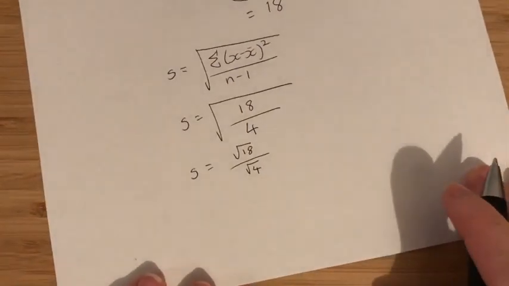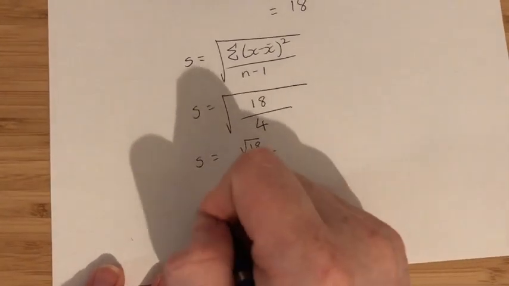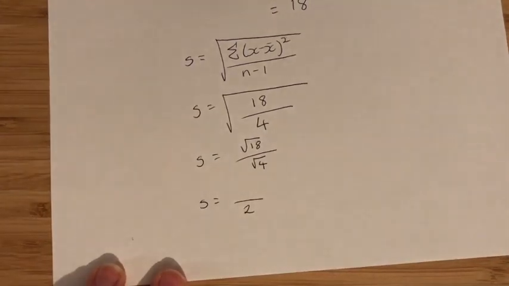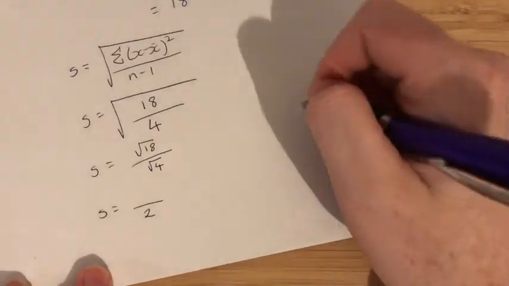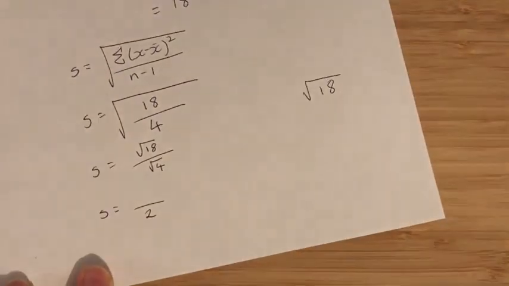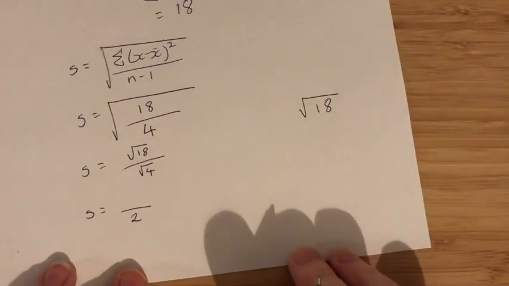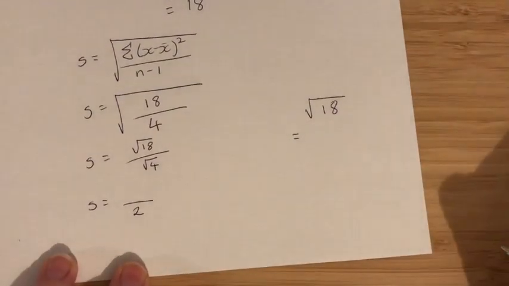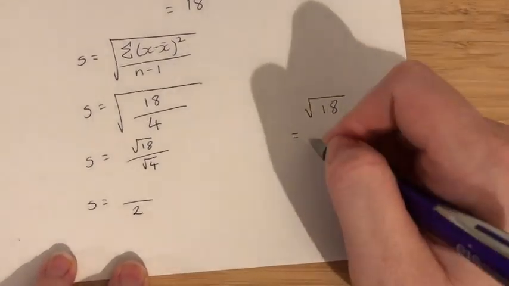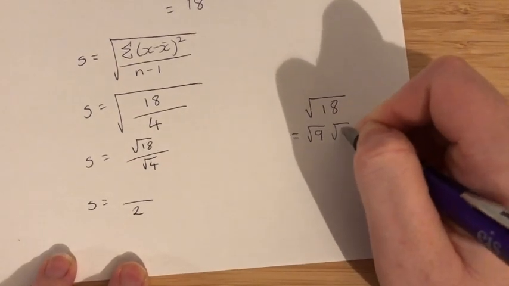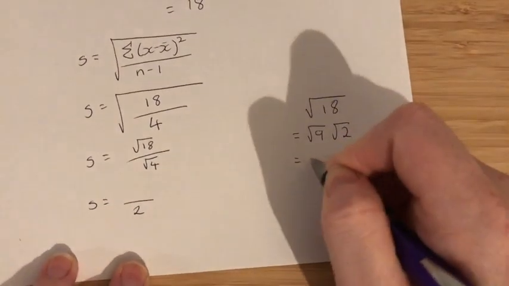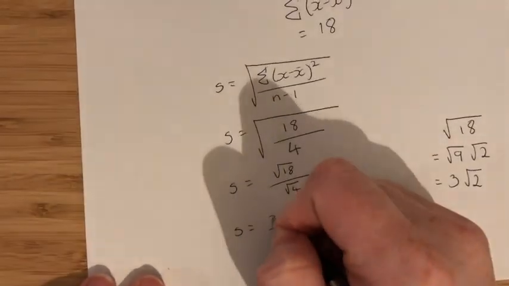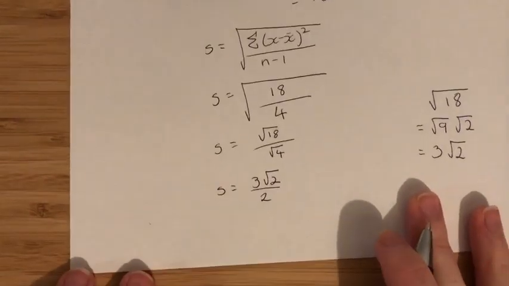So if you're not sure that you can do that, maybe look at some of your surds questions. Square root of 4 on the denominator we know is 2. Square root of 18, I'm just going to take that over to the side here. We need to simplify that surd. So simplifying a surd, you're thinking what two numbers are factors of 18 where one of them is a square number? And that would be 9 and 2. So we write it as square root of 9, square root of 2. Square root of 9 is 3, so that becomes 3 root 2. So substituting that back in, we've got 3 root 2 over 2.